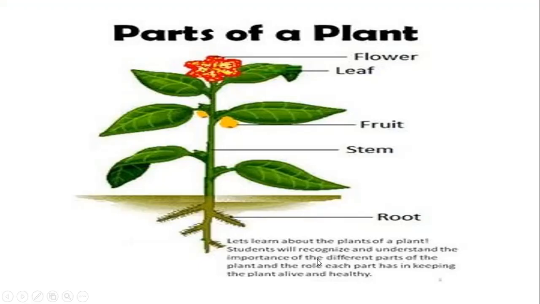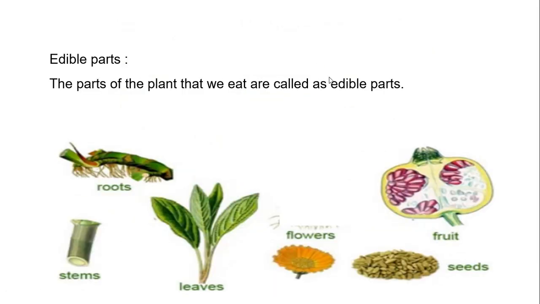Parts of a plant. The parts are root, stem, fruit, leaf and flower. These are the parts of a plant. Now we know that the parts are root, stem, leaf, flower, fruit, and seeds, and the parts of the plant that we eat are known as edible parts.